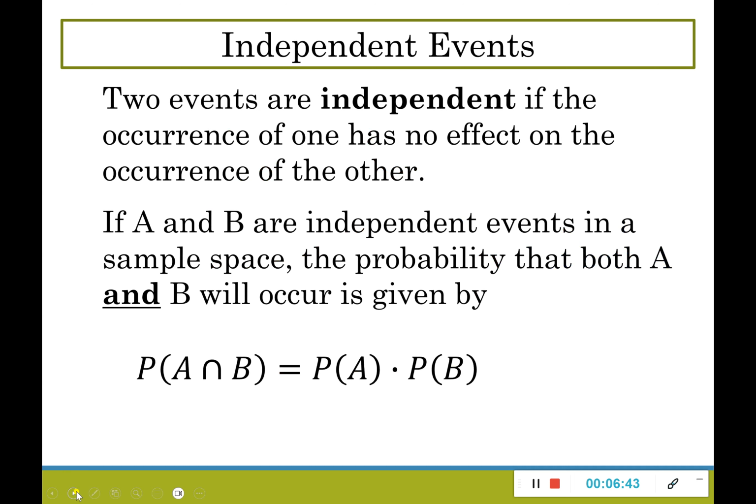All right, moving on to independent events. Two events are independent if the occurrence of one has no effect on the occurrence of the other. Okay, so if A and B are independent events in a sample space, then the probability that both A and B will occur, again, this is our intersection notation, is going to be the product of the probability of A and the probability of B. Now the intersection means and, so because it means and, we know that we're going to multiply, versus the last slide was or, so we were adding. So these are independent events. We can just multiply them together.